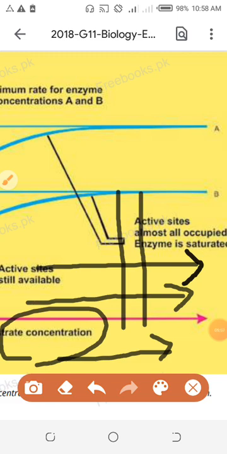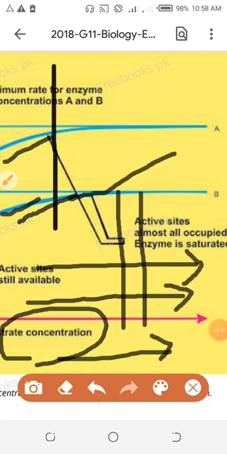But why did this graph not move up? This is a question. This graph was moving up, and this graph must move up. The reason is that when the substrate concentration increases, here along the y-axis is the rate of reaction. The rate of reaction less, rate of reaction more. So whenever the graph moves up, it means the rate of reaction is increasing.